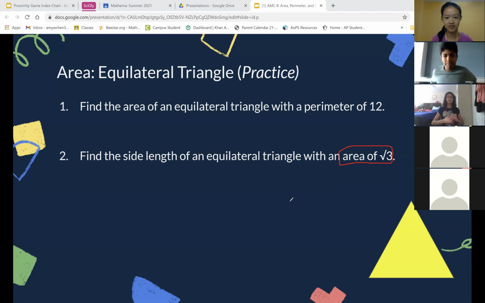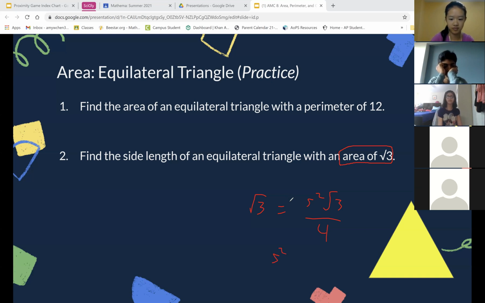Okay, so to solve this, since we know that the area is the square root of 3, I knew that this had to be a side length that canceled out with 4. So at first I thought it would be 4, but then I realized that it would become 16 times the square root of 3 divided by 4, or 4 square root of 3. So then I remembered that 2 squared is equal to 4. So that's how I got my answer.